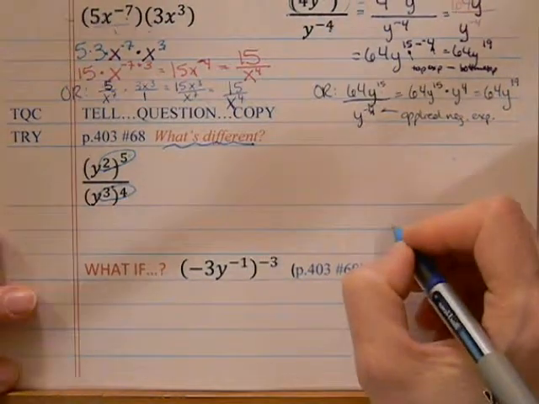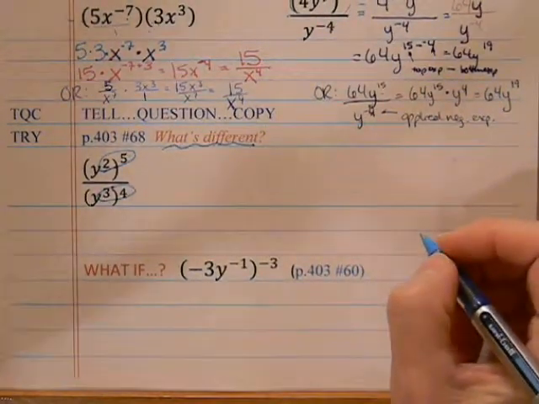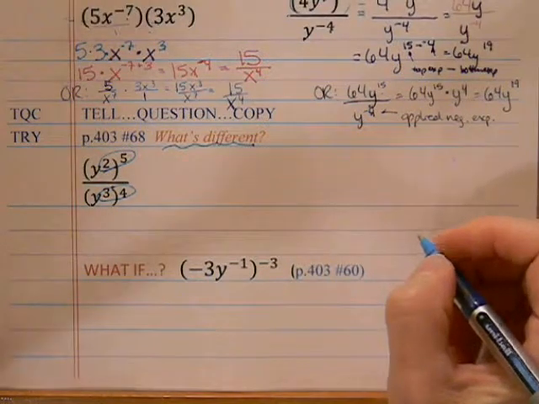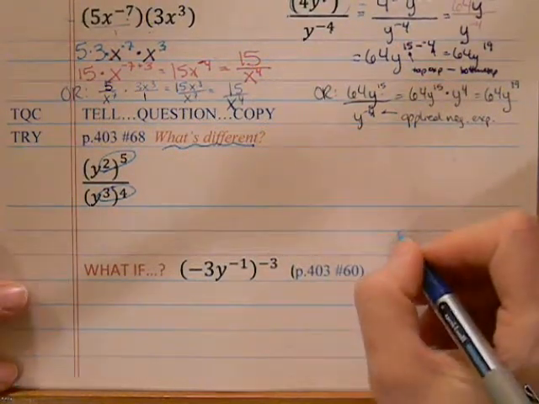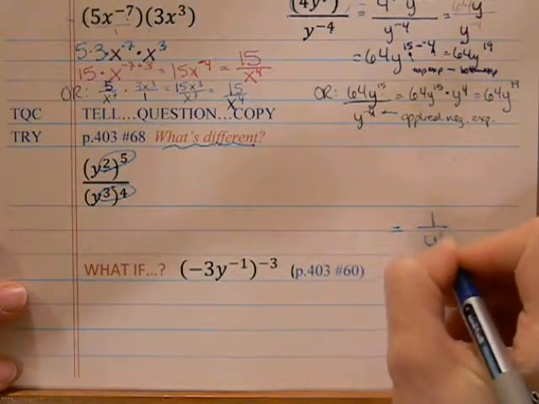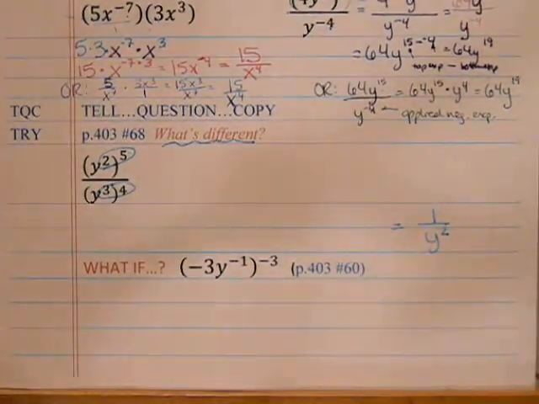Let's check to see how you did. If you haven't paused already, pause the video at this point and try this problem on your own, because I'm about to reveal the answer. So you should get 1 over y squared as your final answer. How did we get there?